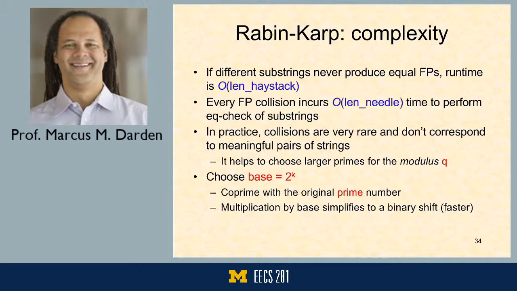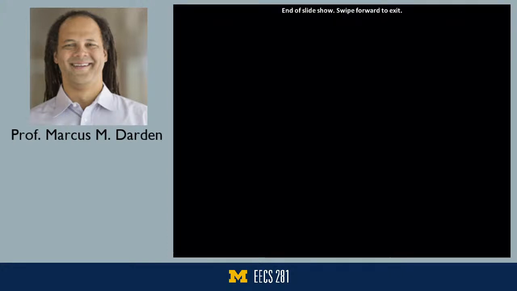It helps to choose larger primes to keep my modulus Q there. And then I saw that my base was chosen as a 2 to the K, something that can help me with bit shifting. All right. That's strings and sequences.